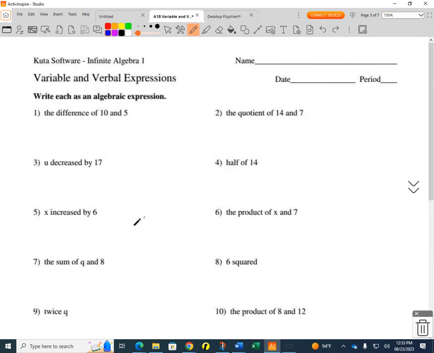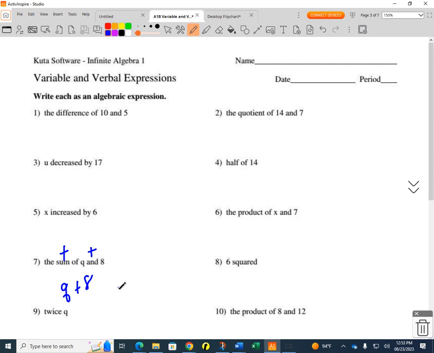So the sum of Q and 8, that's what we're going to add. The trick here is, Wasim, if you see this word, it's going to have 2 expressions. Where the and is, that's actually where the plus goes. Right? So this is going to be Q plus 8. All right? Anybody else? Look through and see if there's one you guys want to do together.